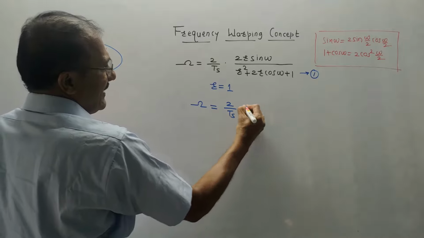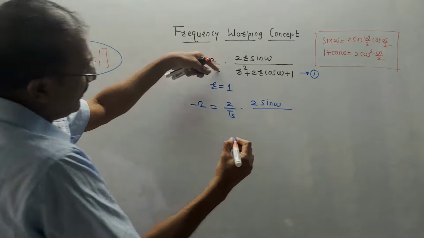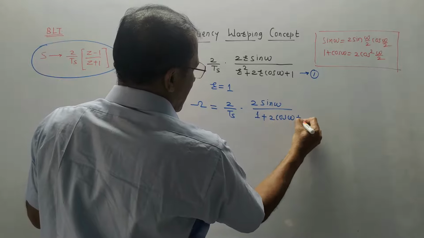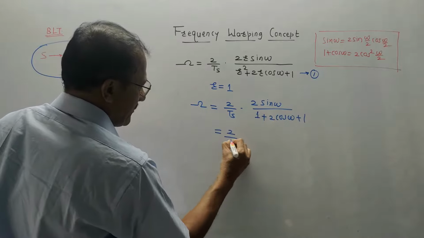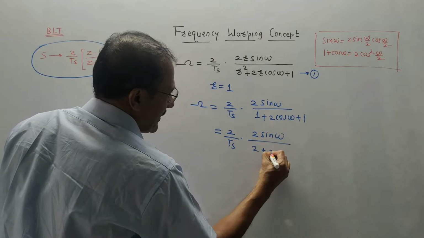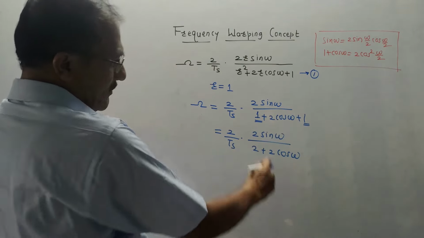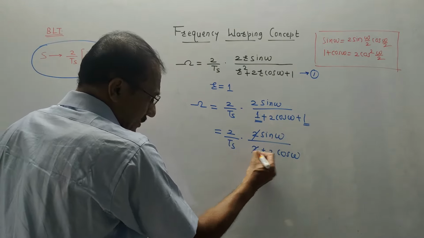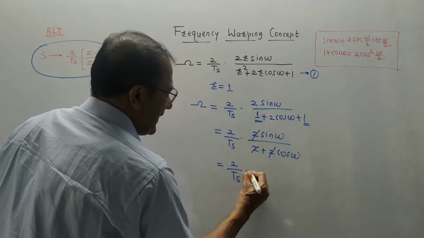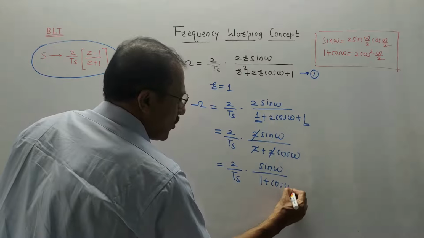So it becomes 2 by Ts into 2 sine omega upon, in place of r I am putting 1, so 1 square is 1, plus 2 cos omega plus 1. So this equation simply becomes 2 by Ts into 2 sine omega upon 2 plus 2 cos omega. I have added 1 plus 1, so it becomes 2. Now in the second term, this 2 gets cancelled, so it can be simply written as 2 by Ts into sine omega upon 1 plus cos omega.